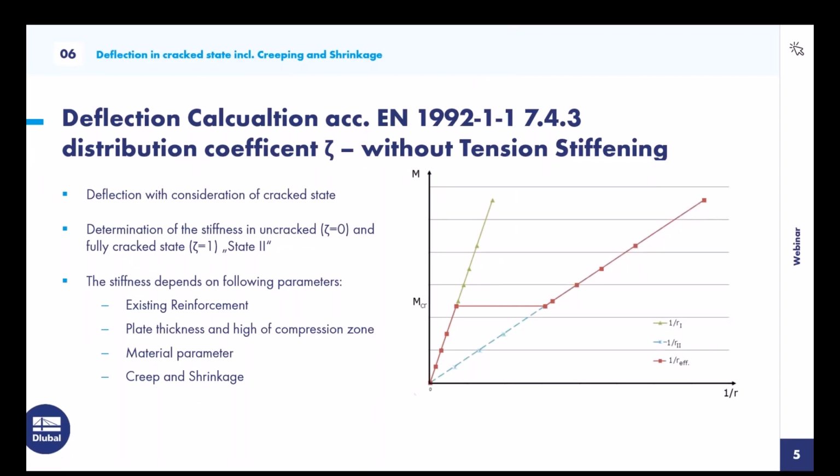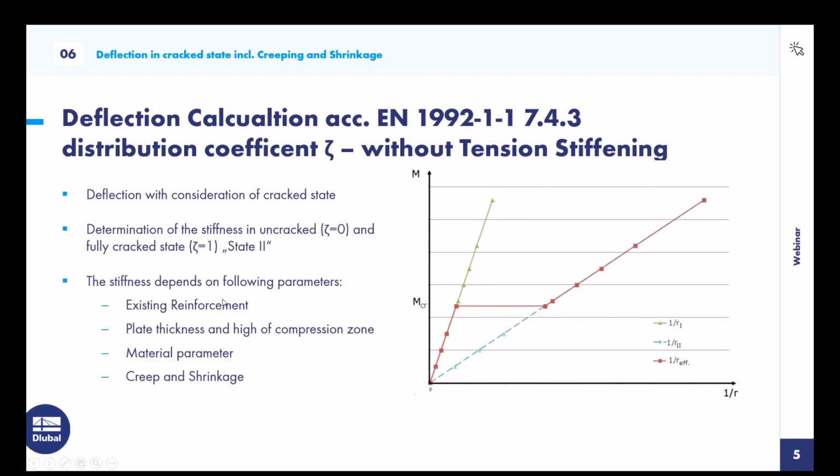But I use this calculation time and switch back, and will do a short explanation regarding the deflection calculation we use here for our concrete design. This is the deflection calculation according to Eurocode, chapter 7.4.3, and this is based on a distribution coefficient theta. And here it's explained how the calculation would work without tension stiffening. This would mean the deflection is based on the consideration of a cracked state. So the program calculates a stiffness for the uncracked state, which is this function here, and for the cracked, or let's say fully cracked state here. And depending on if the element cracks or not, it uses the value for the uncracked or cracked stiffness.